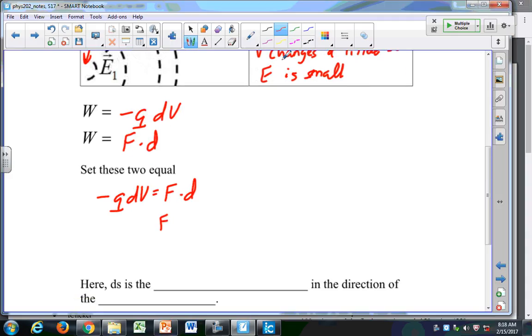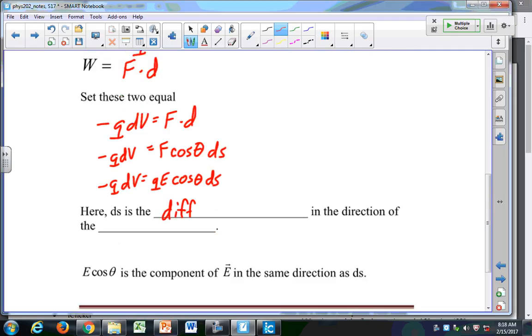F dot d is the same as F cosine theta ds, where ds is the differential element in position, and this is equal to minus q dV. Further, I can say minus q dV is equal to the force, which is qE cosine theta ds. So here ds is just the differential element in the direction of the E field. And E cosine theta is the component of the electric field that's in the same direction as ds. Don't worry too much about this derivation. You're not really going to see it again. But this is where it's coming from, this relationship between the electric field and the potential.